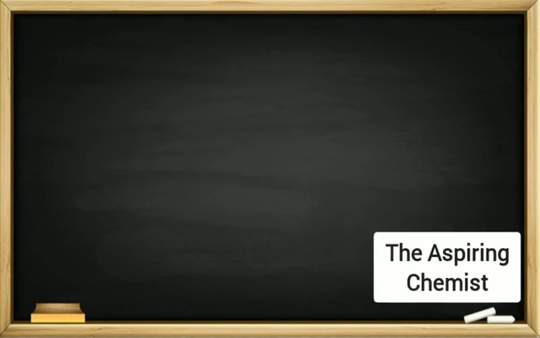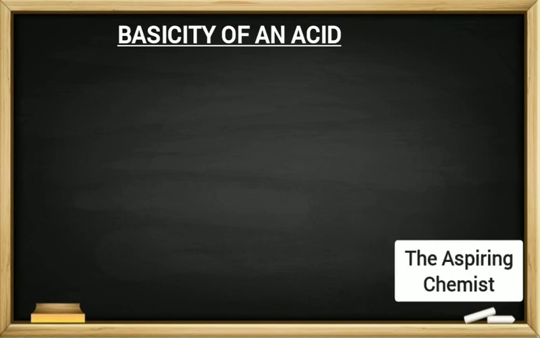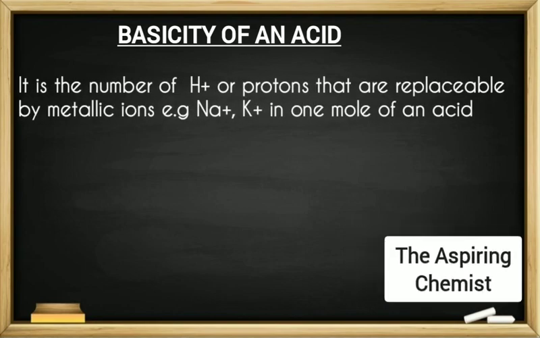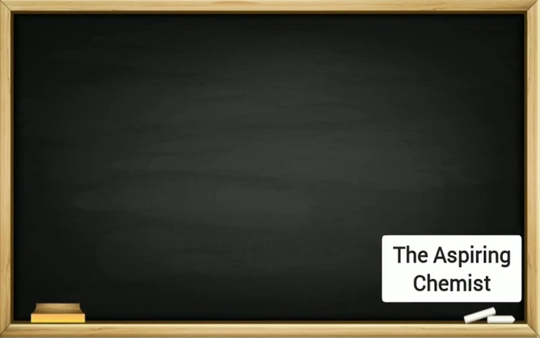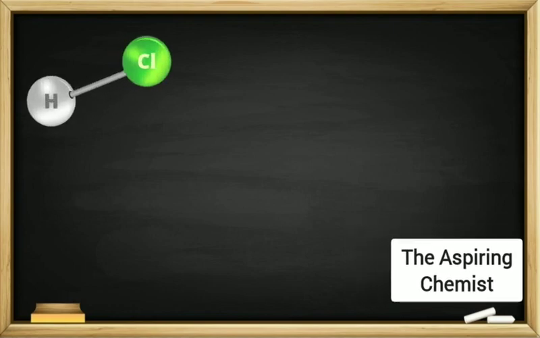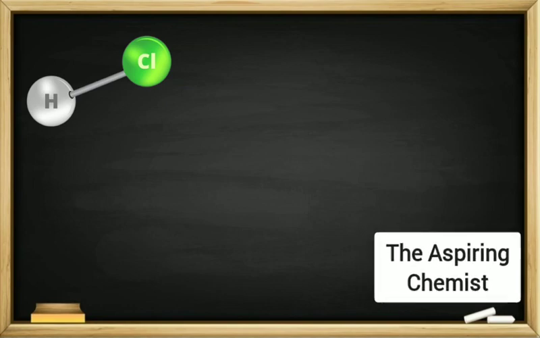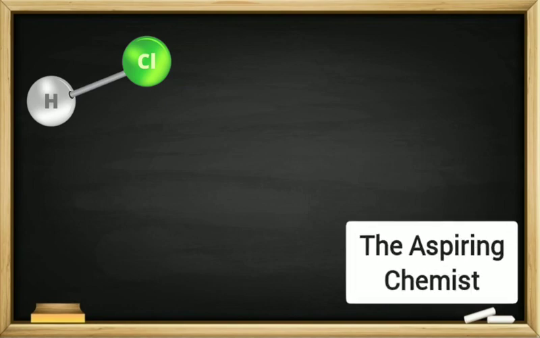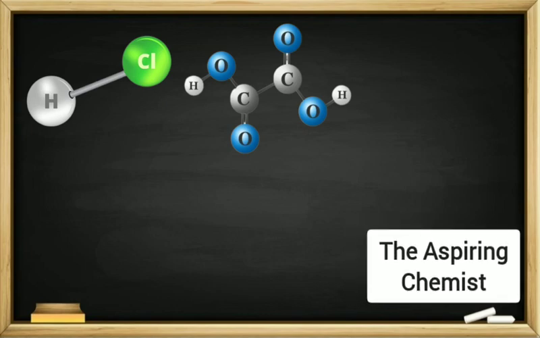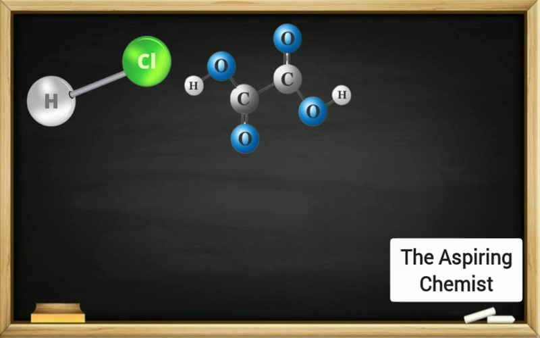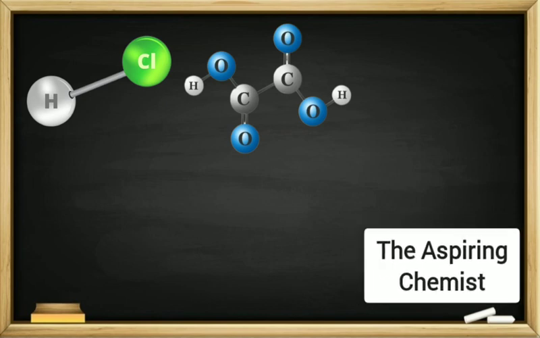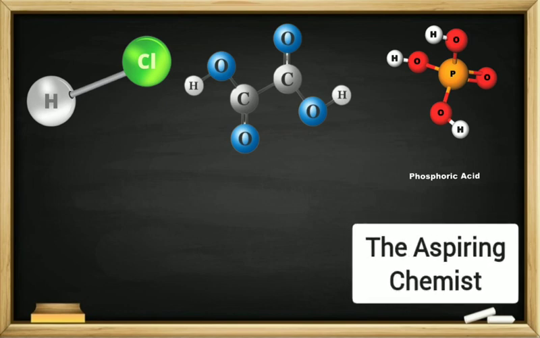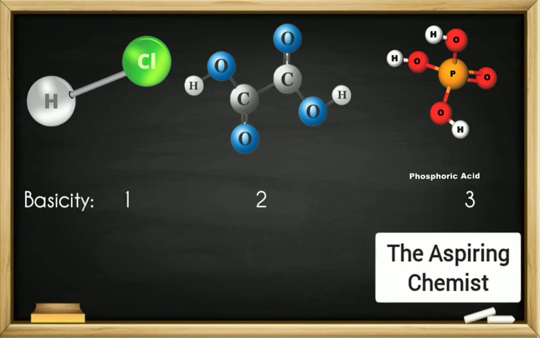Also, there's something that we call the basicity of an acid. Now, this is defined as the number of protons or hydrogen ions that are replaceable in 1 mole of acid. Now, what am I saying? Let's take hydrochloric acid, for example. The H+ ion present means that it has a basicity of 1. Let's take ethanedioic acid, another example. It has 2 H+, meaning it has a basicity of 2. And phosphoric acid, it has 3 H+, meaning it has a basicity of 3.